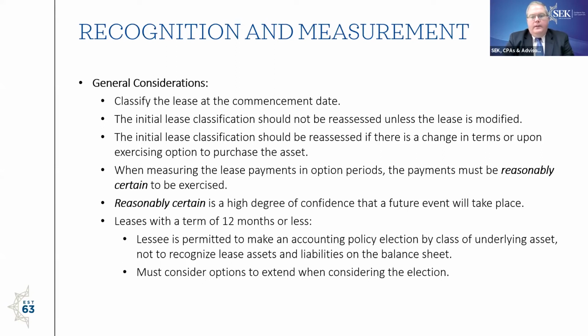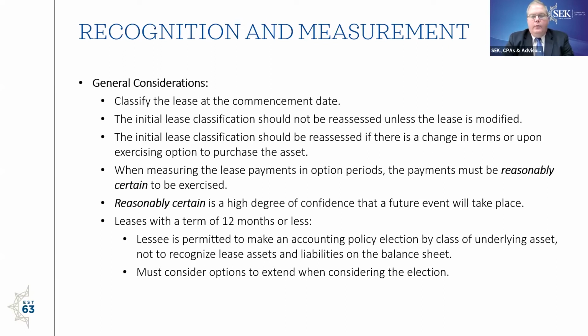One key piece of the standard is options. If you have options in a lease, you must be reasonably certain that you're going to exercise those. And reasonably certain is a high degree of confidence that a future event is going to take place. So for example, if you have a 5-year lease with two 5-year options, you need to evaluate at the commencement date what is the reasonable certainty that I'm going to exercise those options. If I feel I'm only going to be in there 5 years, that's what I should base my calculations on. If I feel I'm going to exercise only one of those options, it should be 10 years. That's what you should base it on. But you have to be reasonably certain at that point in time when you commence the lease of how you're going to factor in those options into your calculations.